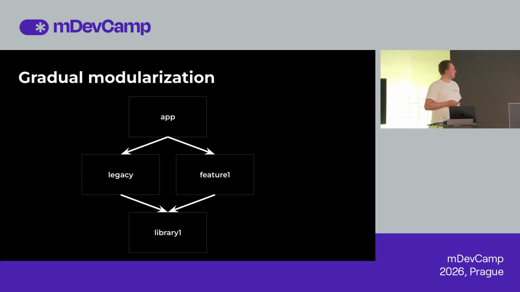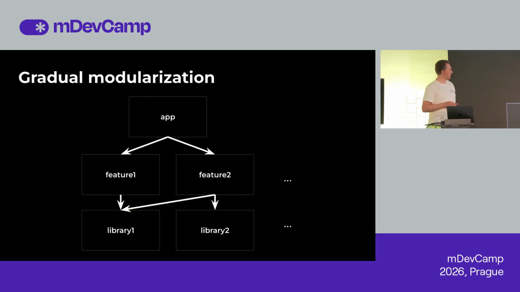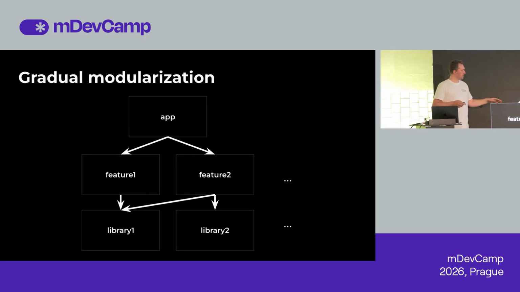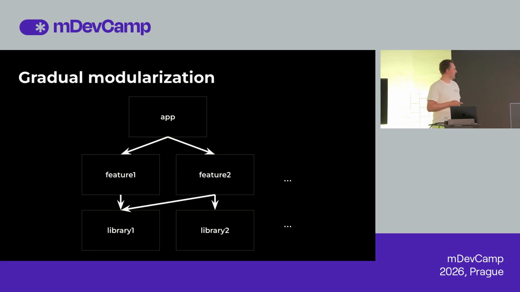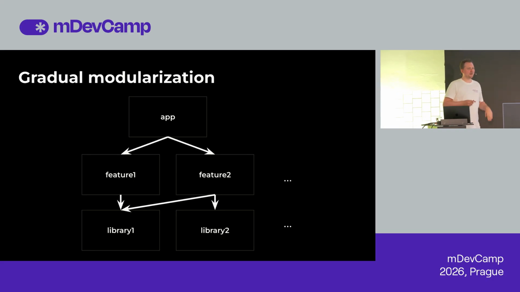And over time, maybe even over a year, the end goal is to have a small application module, then many feature modules and many library modules. And slowly you cut from the legacy, so the legacy shrinks, smaller and smaller every month. And at the end, you have one pull request where you remove the legacy module, and the feeling is great.